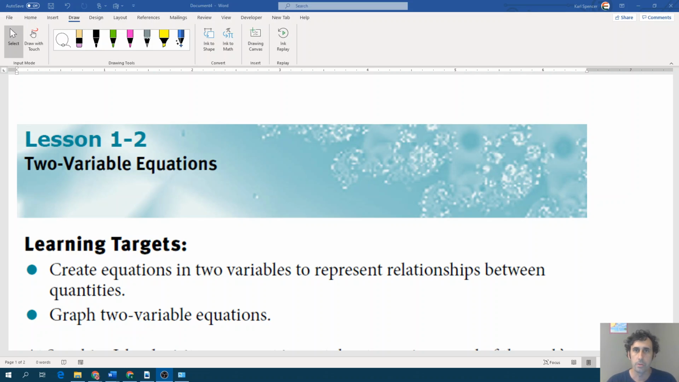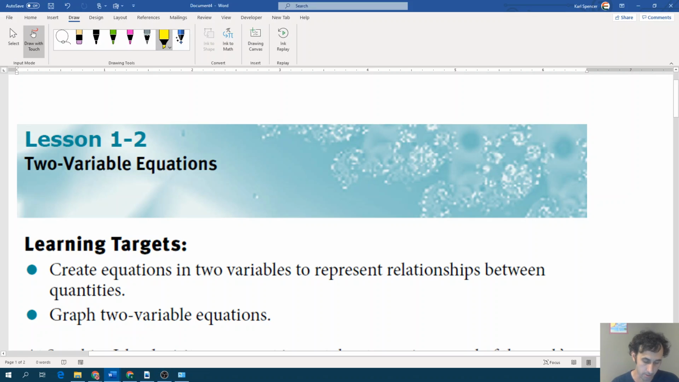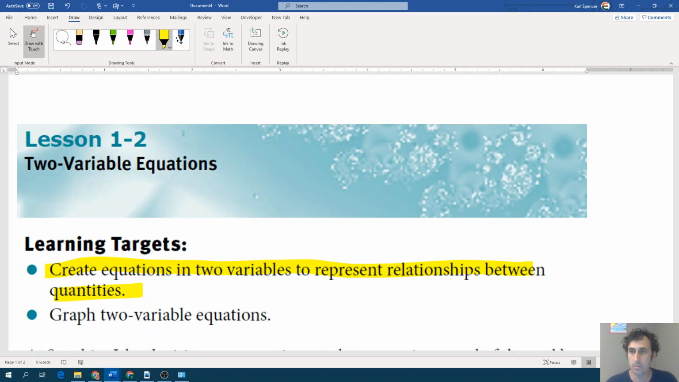Our second video in the Unit 1 series will be about Lesson 1.2, and this time we'll be looking at two variable equations. So the goal for this lesson is, one, can we create, as we have right here, our targets, can we create equations in two variables that represent a relationship between two variables? And then the second part will be, can we then graph these? In this video specifically, we'll be looking at, can we create these two variable relationships? Can we create these two quantities?